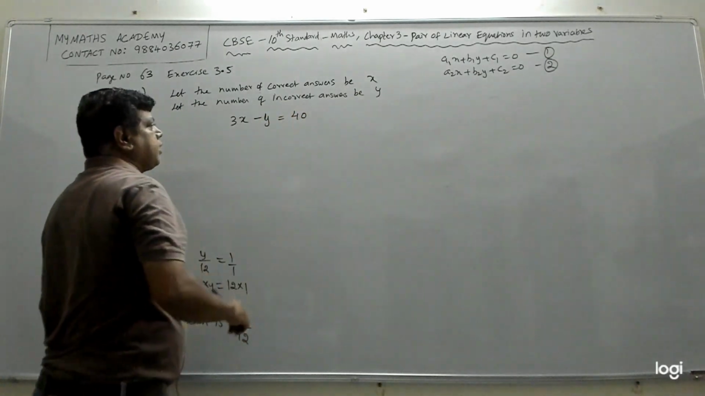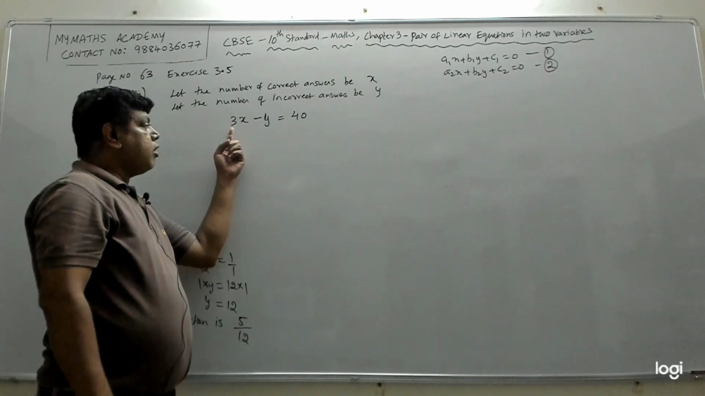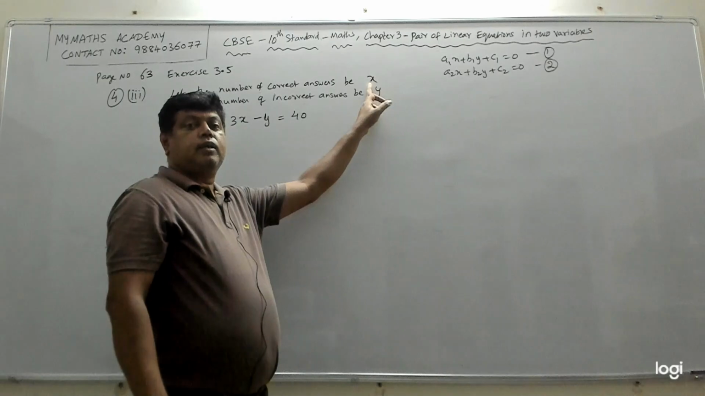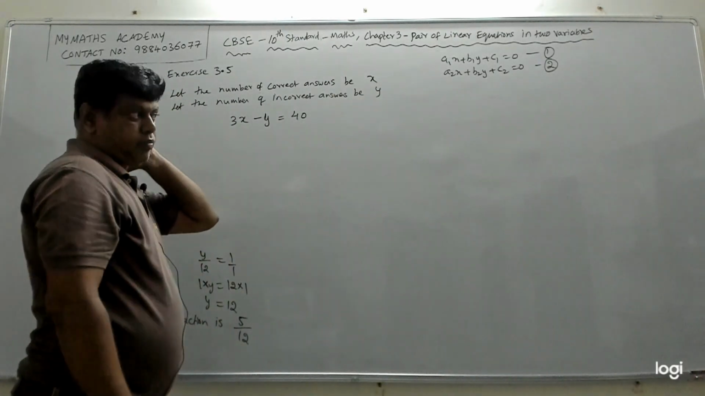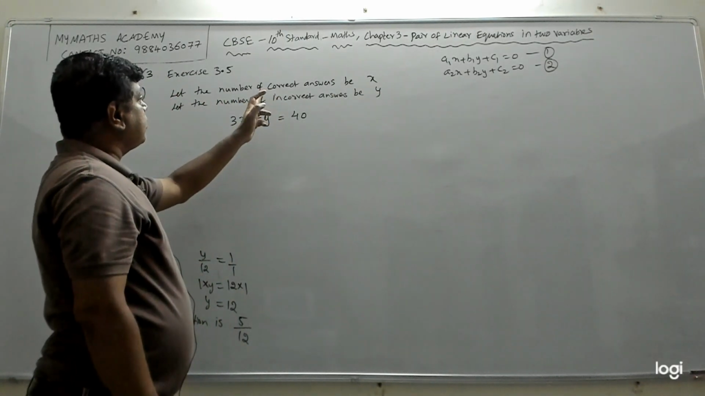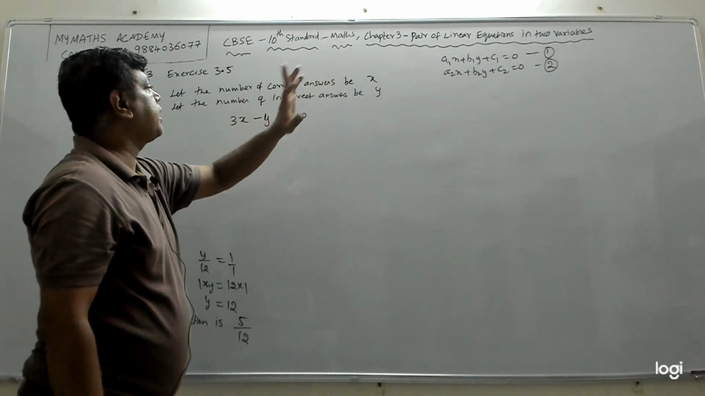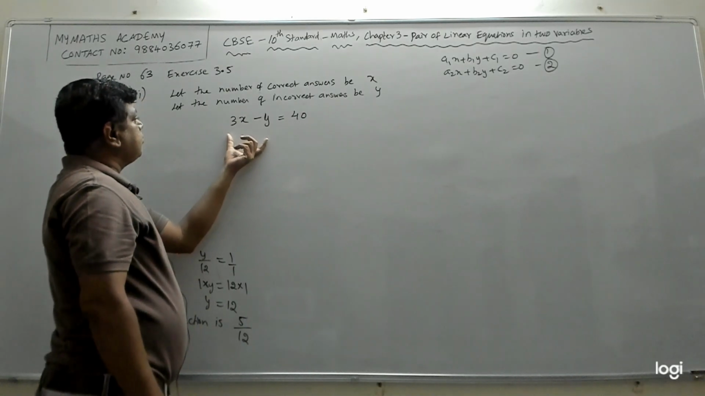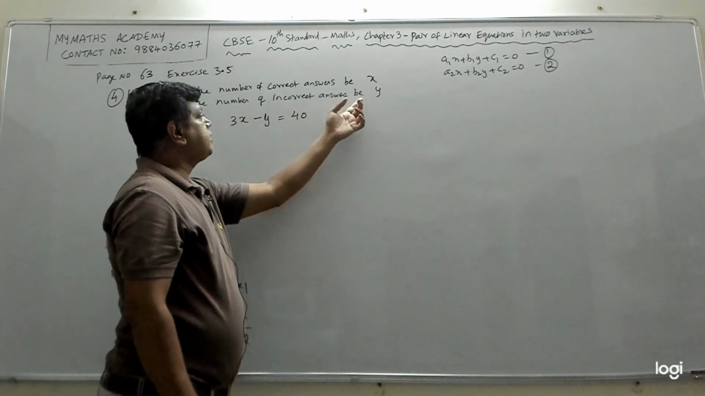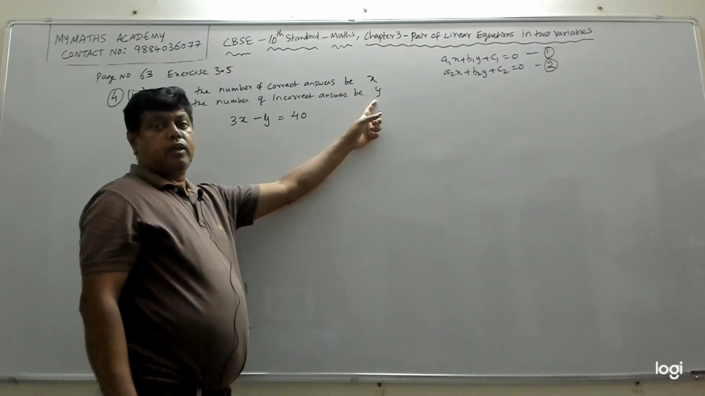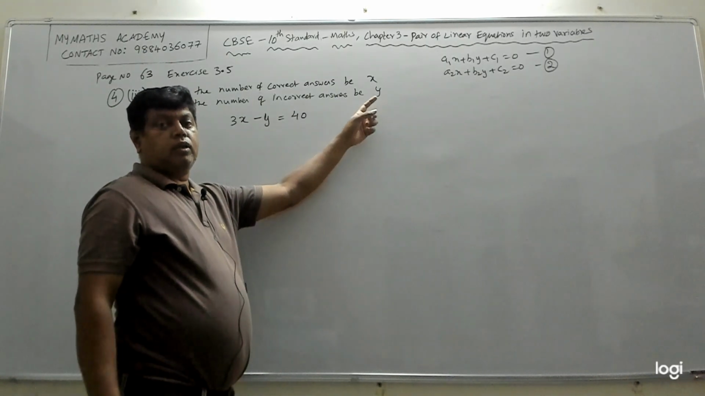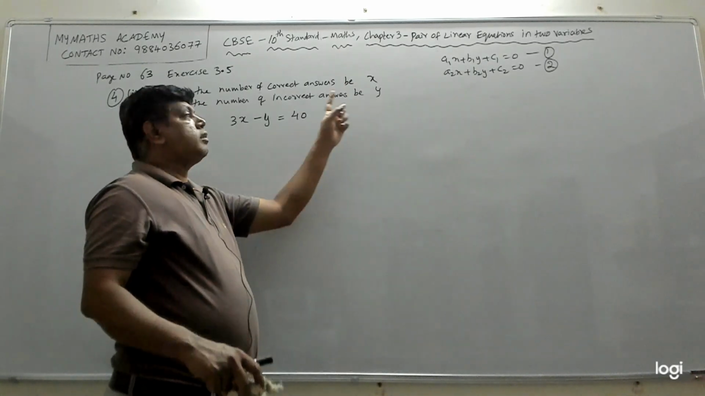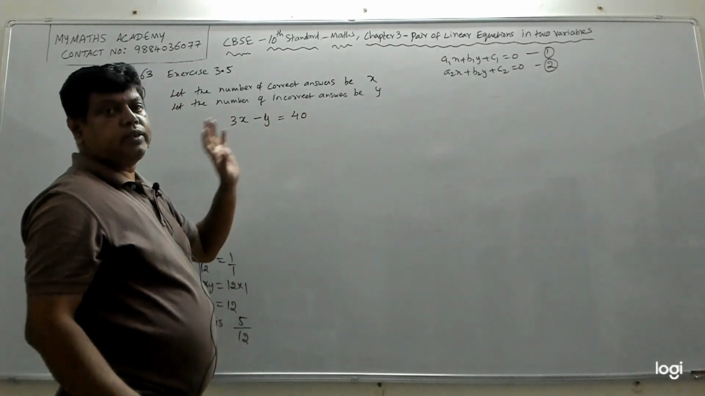Now his mark is 40. So he got 3 marks for each correct answer, and how many questions did he answer correctly? X number of questions, right? We said x is the number of questions he answered correctly. Now again the number of incorrect answers is y. For each incorrect answer he loses 1 mark, and he has written y incorrect answers, so y into -1, that is -y. So this is the total mark that he got.